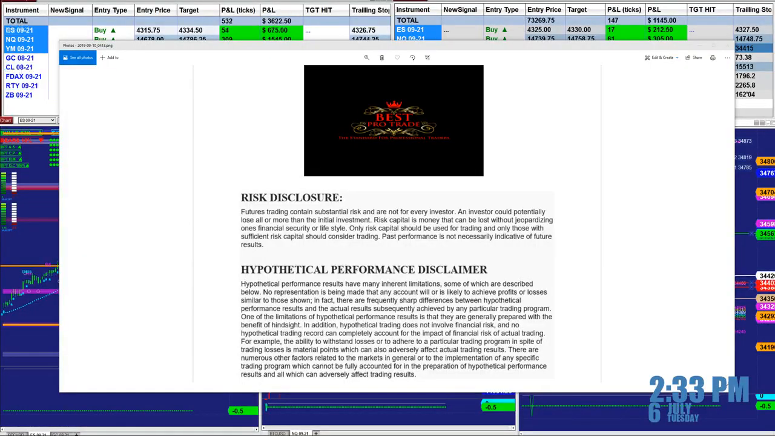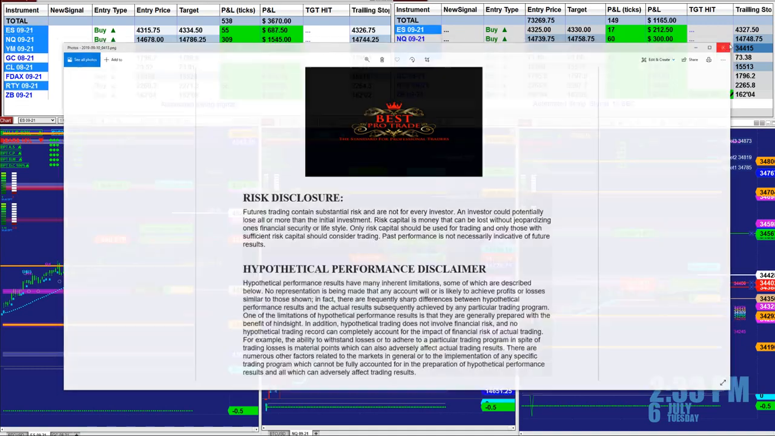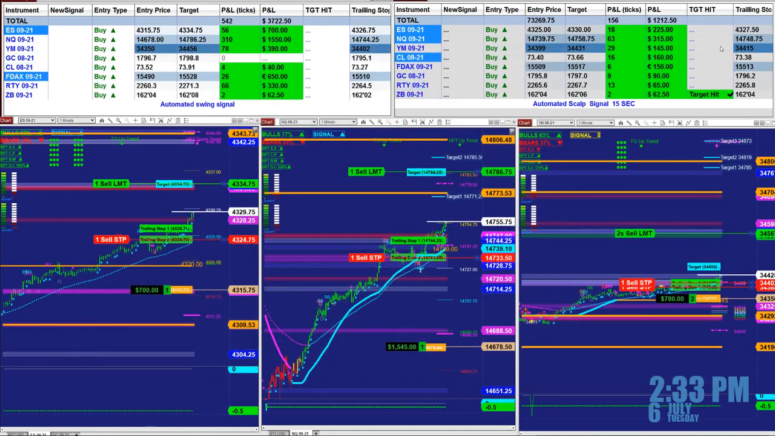Before we start, we have a disclosure. Please be aware of the risk in futures trading. We strongly recommend that you stay on a sim as long as needed before you start going live.